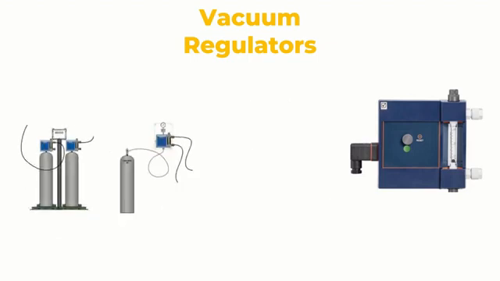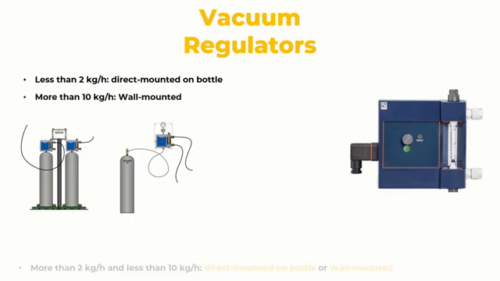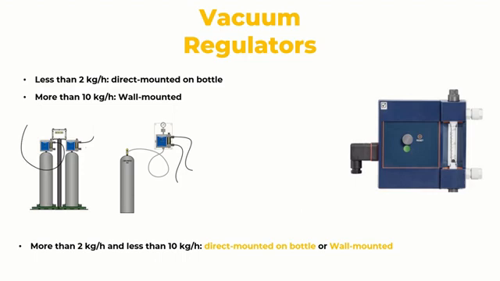The maximum chlorine flow rate required defines the type of mounting of the chlorometer. For less than 2 kg per hour, it should be direct mounted on the bottle. For more than 10 kg per hour, it should be wall mounted. And for more than 2 kg per hour and less than 10 kg per hour, it can be direct mounted on the bottle or wall mounted. The additional equipment includes a flow indicator to display the chlorine gas mass flow and a storage tank empty signal.